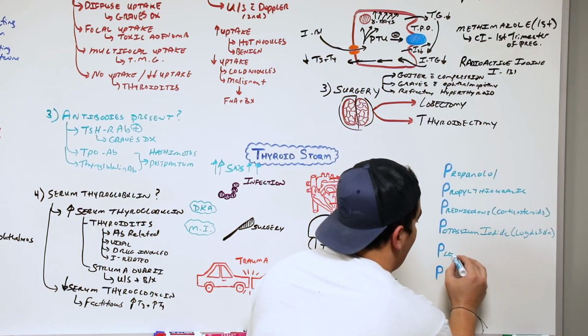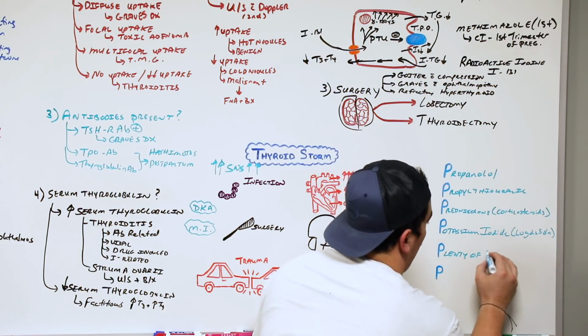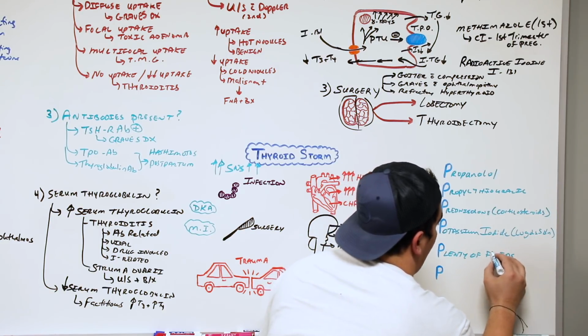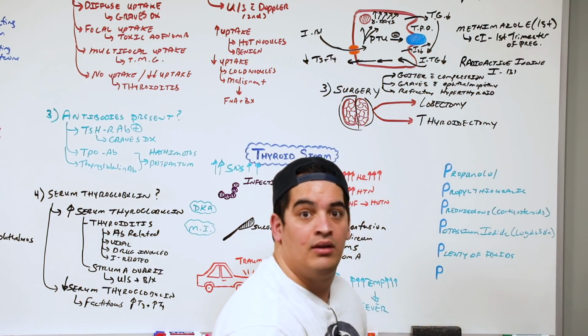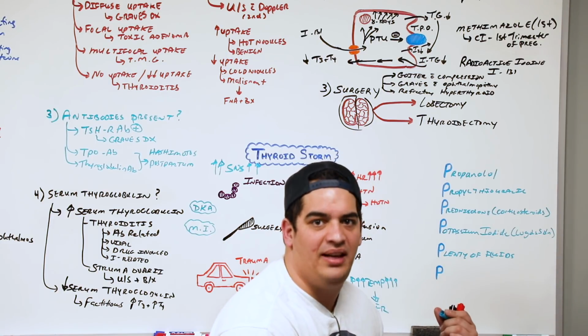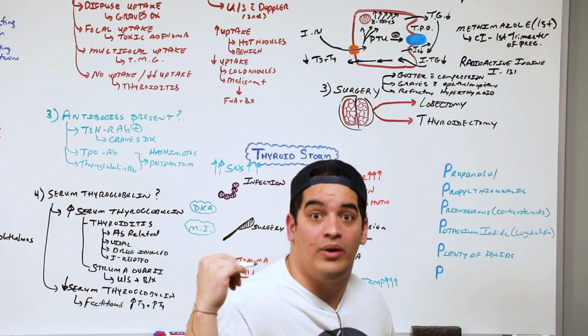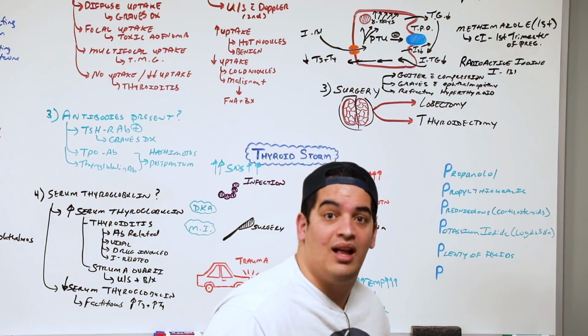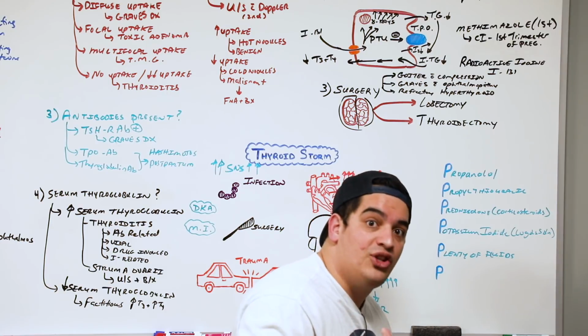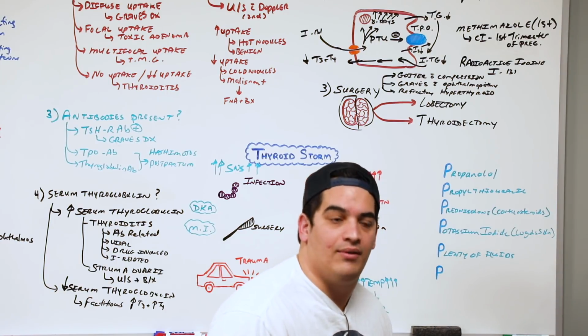The next thing is plenty of fluids. Why? If someone is sweating a lot because they have a high body temperature, a high fever, they also have high amounts of diarrhea if they have hyperthyroidism. They're losing lots of fluid. You need to regenerate, resuscitate their fluid levels, okay?